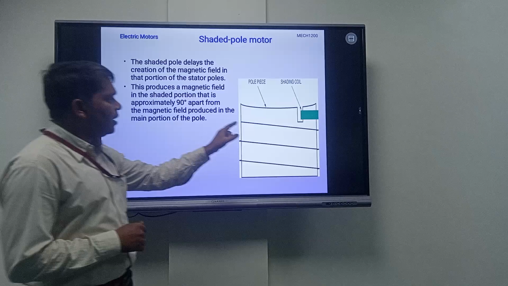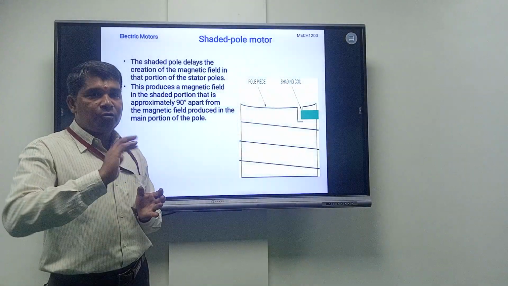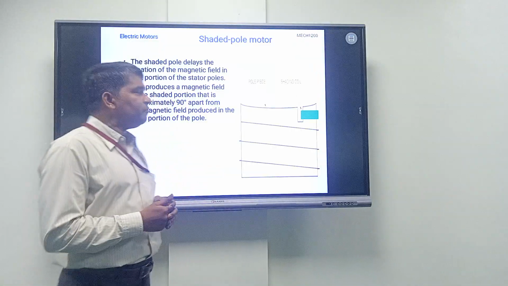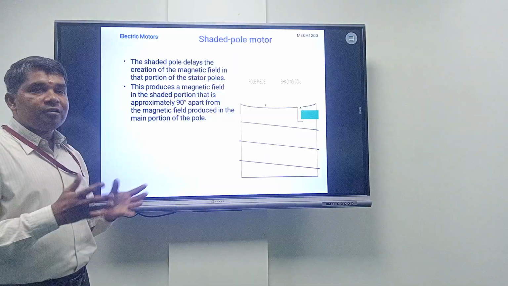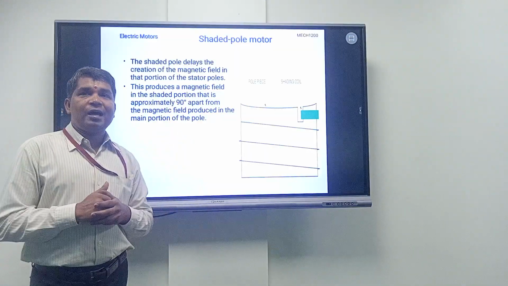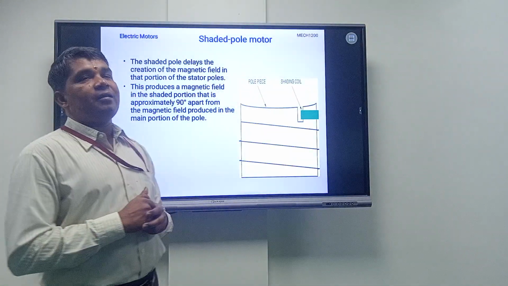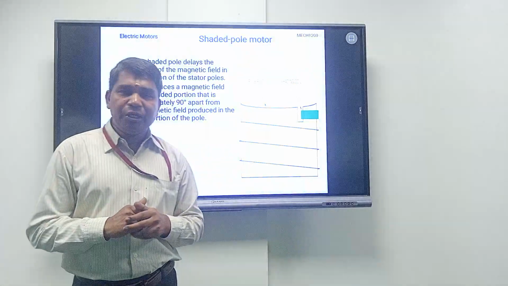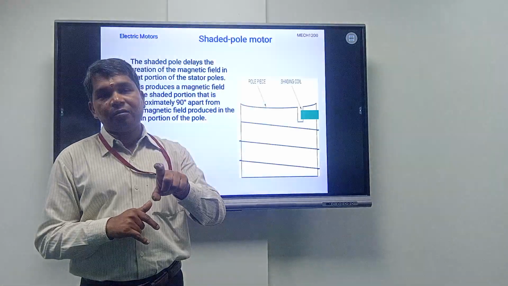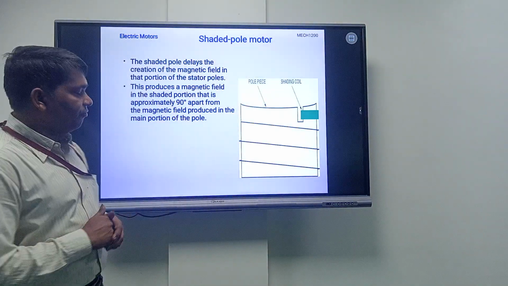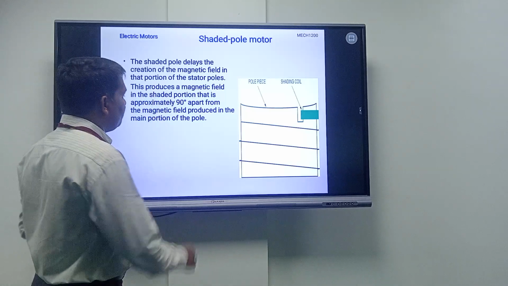To some poles we will add the shading. This is used in order to create the magnetic flux difference between the main field as well as the shaded pole, so that the rotation difference between the stator field and rotor field can be created, because in an induction motor we need to have the rotational difference between the rotor speed and the stator field. So this is one type of creation with the help of the shaded pole.